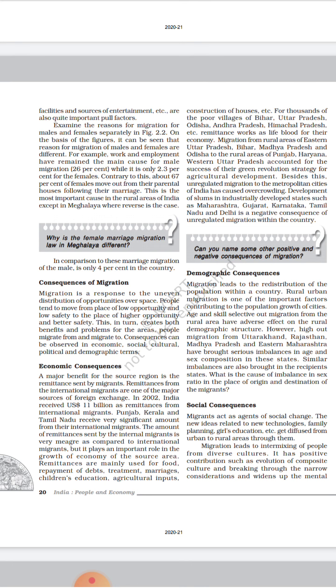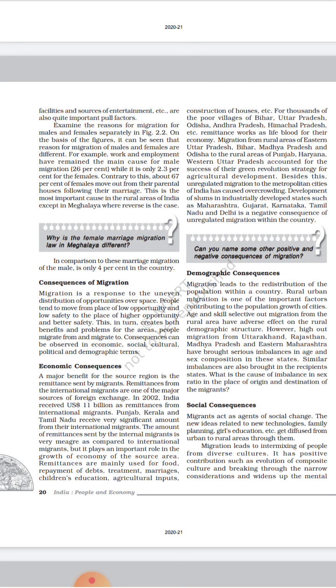A major benefit for the source region is the remittance sent by the migrants. Remittance is money that is sent by people from a different area to their source area, or their place of residence or place of birth. For example, if Indian citizens like NRIs and overseas Indians living in the USA or European countries send money to Indians, that is known as a remittance. That is in terms of international remittance.